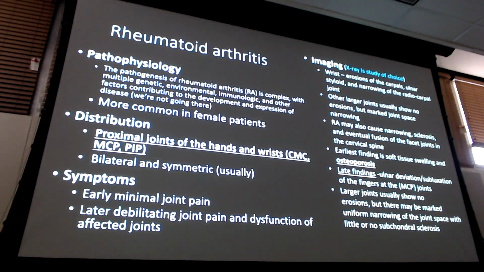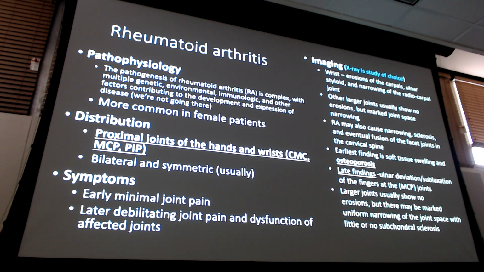First one is rheumatoid. This is an autoimmune thing. Okay? So rheumatoid arthritis, lots of things kind of go into causing it. I'm going to say that for upperclassmen courses, we're not going there. Most commonly in female patients, that doesn't mean that it can't be in males, but most commonly in female patients. And pay attention to the joints here.